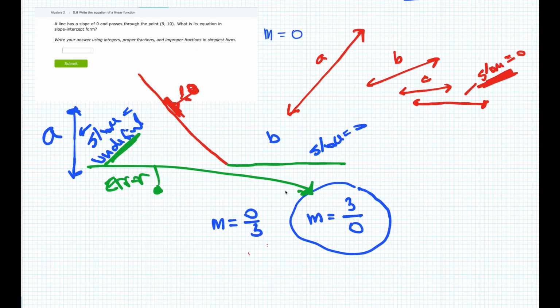All right, so for this problem here, it says a line has a slope of 0 and passes through 9, 10. All right, so how do you plot 9, 10?